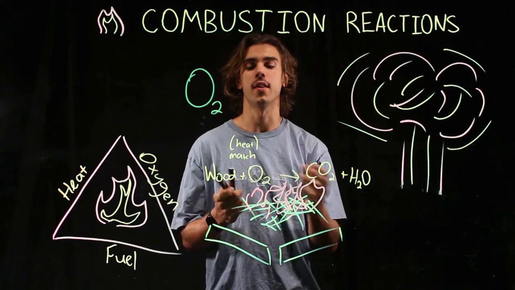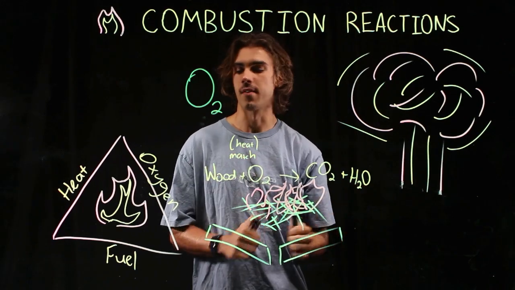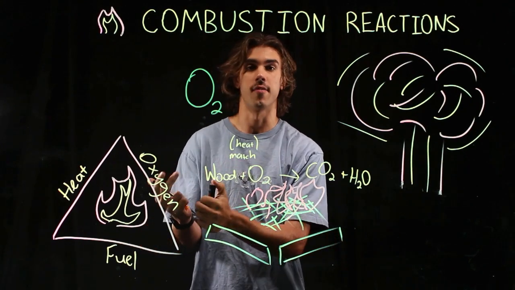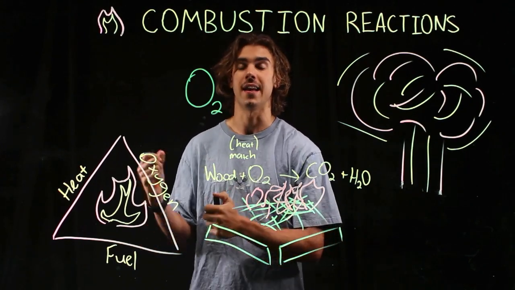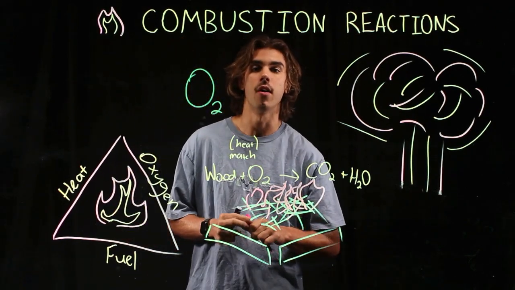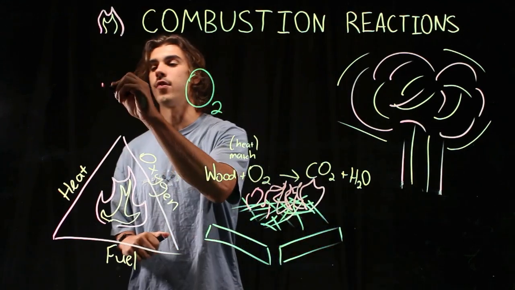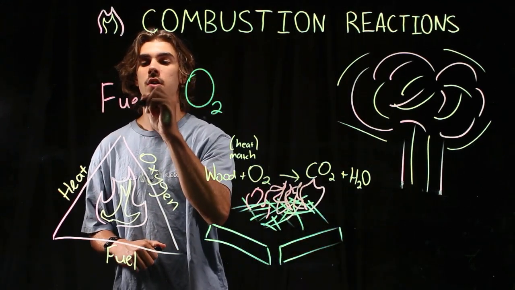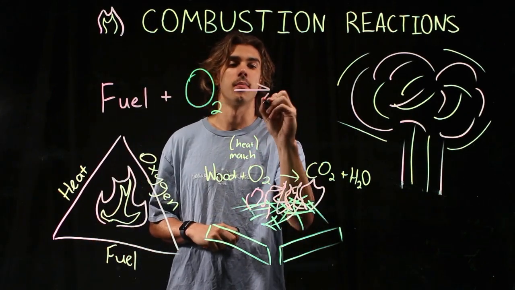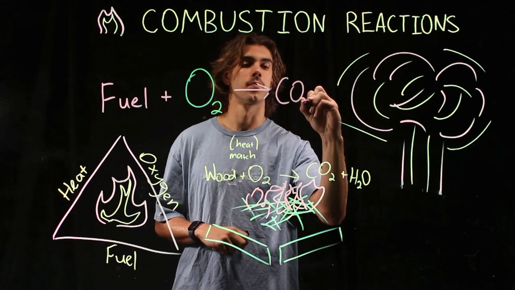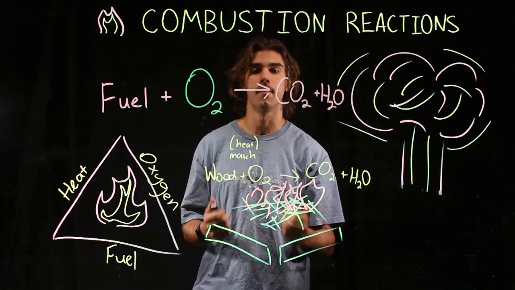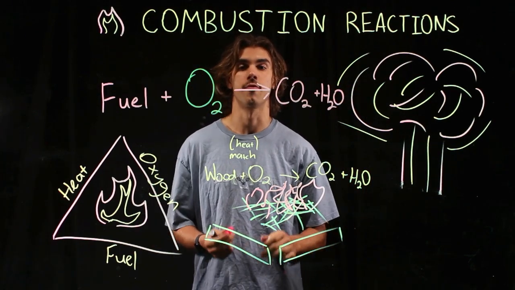Alright, so let's have a look at that. Let's break it down even further now. We knew that we needed a fuel source, an oxygen source, which is generally the air, and a heat source. So basically what we can identify now is that if you have a fuel and you combine that with oxygen, then what you're going to get is always going to be carbon dioxide and water. Those are always going to be the products of a combustion reaction.